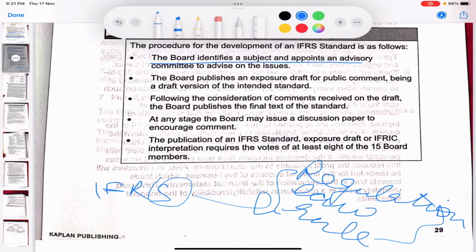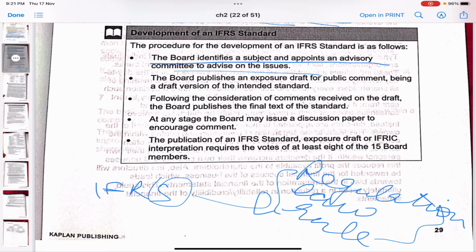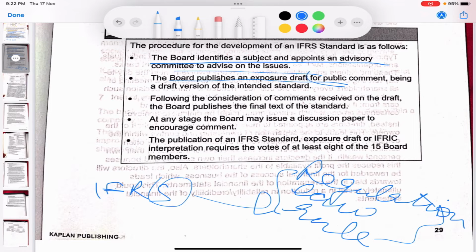The board identifies the subject and appoints an advisory committee to advise on the issue. So firstly the ISB finds out the issue, the subject, and then it appoints an advisory committee to advise on the issue. When the advisory committee advises on the issue, the board publishes an exposure draft for public comment. The exposure draft is given so that the public can give their opinions, their views, their comments. Following the consideration of the comments, the board publishes the final text of the standard.